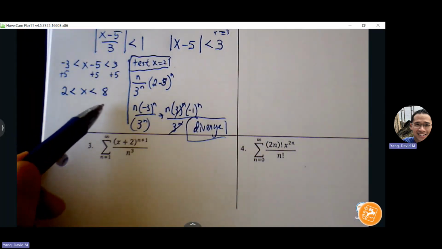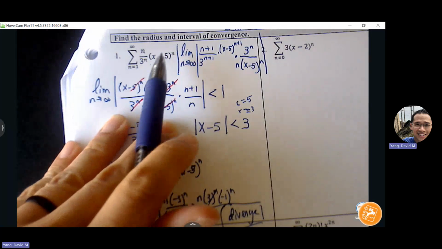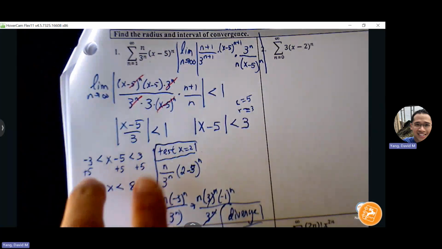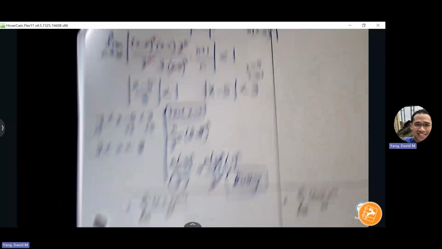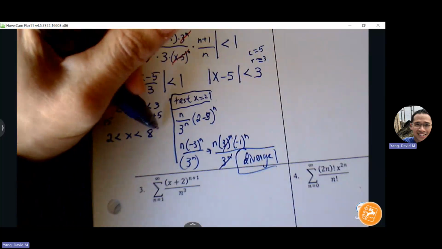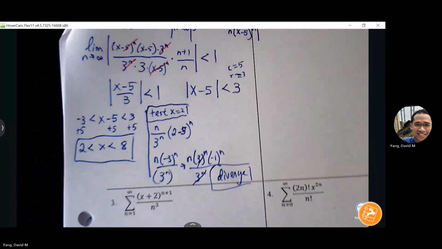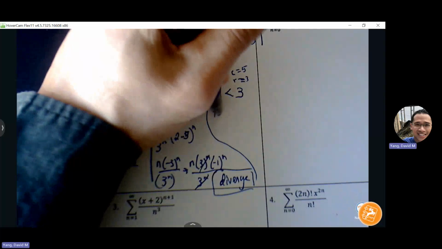If I plug in 8, 8 minus 5 is 3, 3 to the n, the 3 to the n cancels out, and I'm still left with the n. So do either side converge? No, so we can leave the 2 and the 8 out of it. Our final interval of convergence is 2 to 8, without the 2 and 8 included.